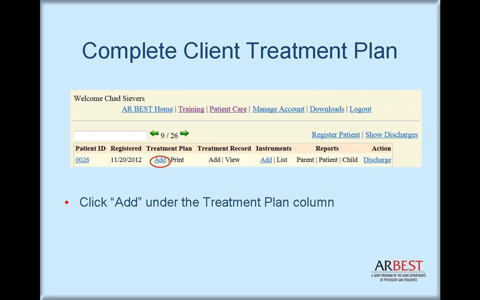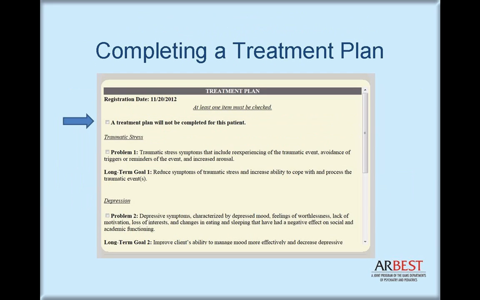Something I do want to mention is that we have an option right at the beginning that says a treatment plan will not be completed for this patient. Why is that there? Right now, in order to do a treatment record, you have to create a treatment plan. But we understand sometimes you have your own treatment plan that you want to use, but maybe you want to keep some notes while you're working on a client in our website, and that's fine. So that's why that option's there. By clicking a treatment plan will not be completed for this patient, you'll still have access to treatment records.